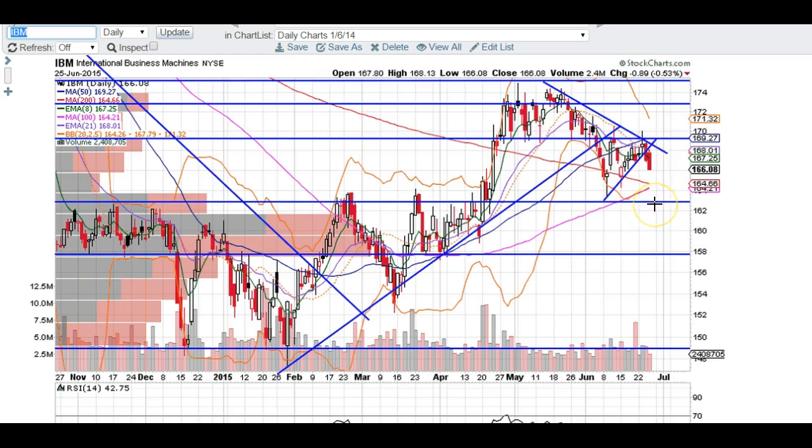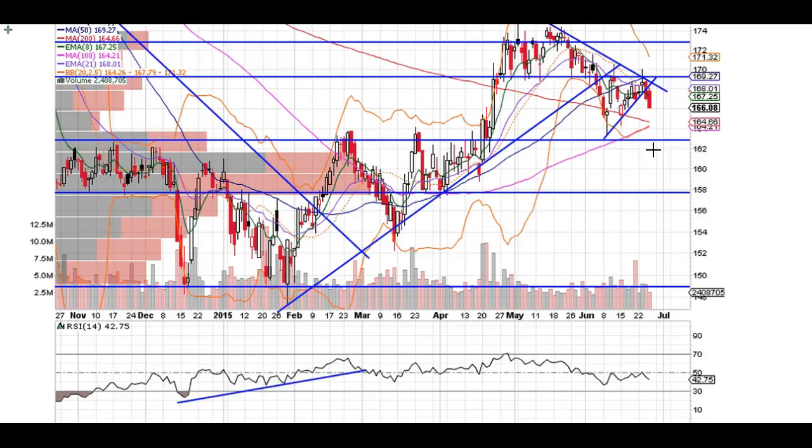And I think we're going to tag about 163 down here in the near future. Give it a week or two, maybe three, and we should tag this level down here. If you get into some monthly puts, they should pay for you. Stop for me personally would be a close above this line right here, which would be right at 169.25 or so. But I do think it's coming down. Not very bullish action out of IBM moving forward, at least that's what we're expecting.